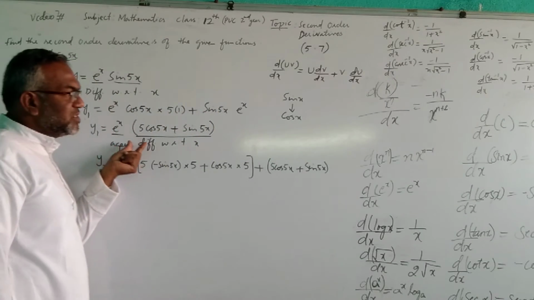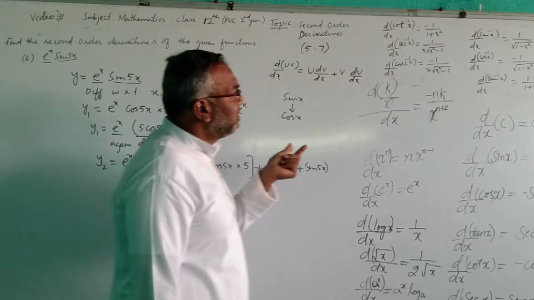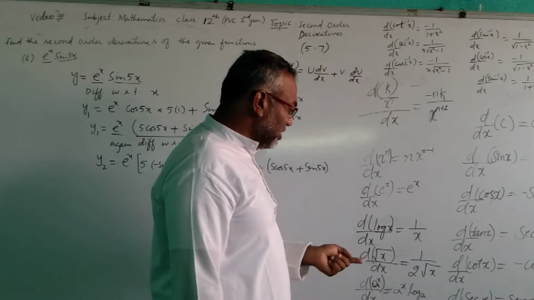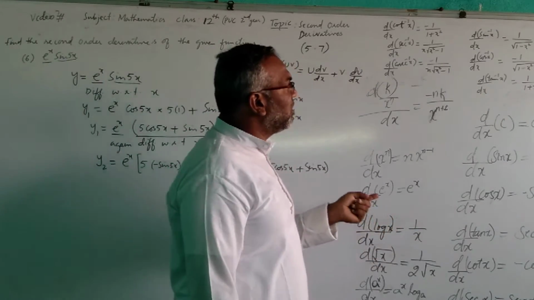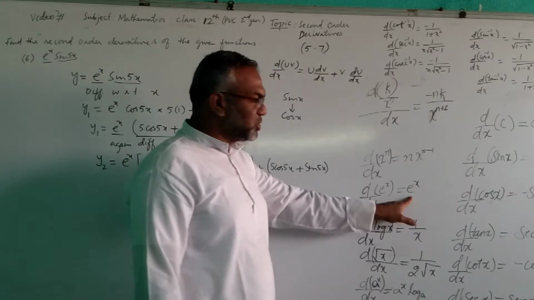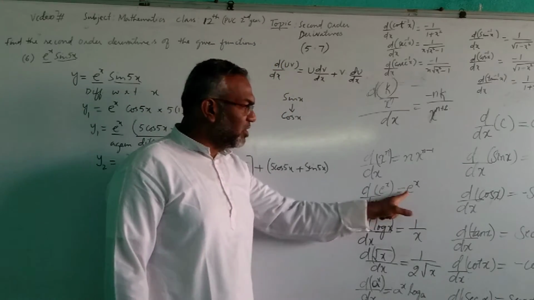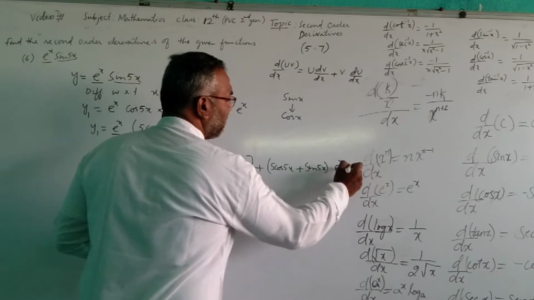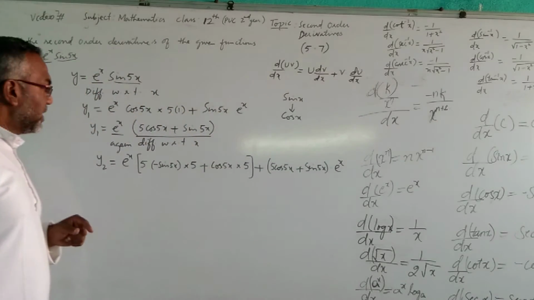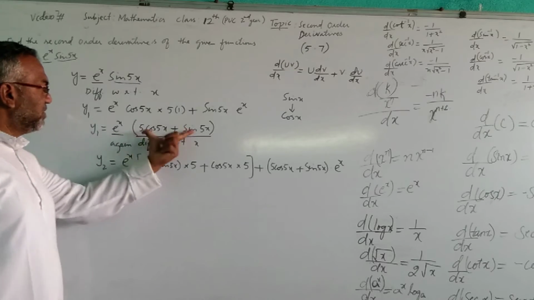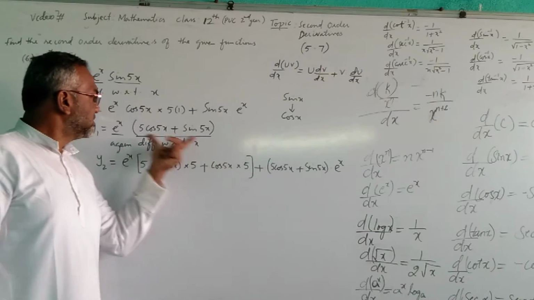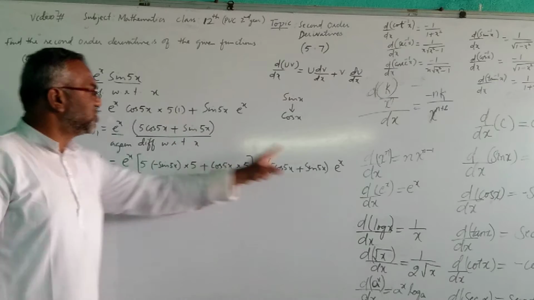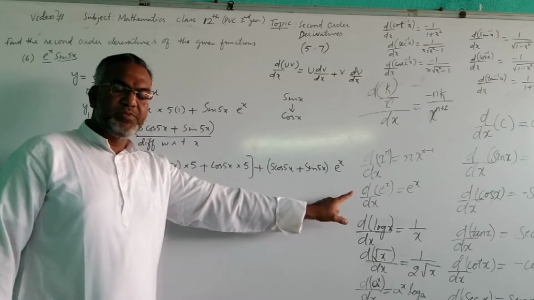The differentiation of e to the power of x is e to the power of x itself. We have already seen in our formulas that the differentiation of e to the power of x is e to the power of x only. So it will be e to the power of x. Right? u dv/dx plus v du/dx is over.